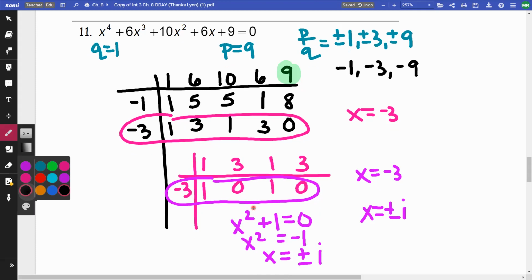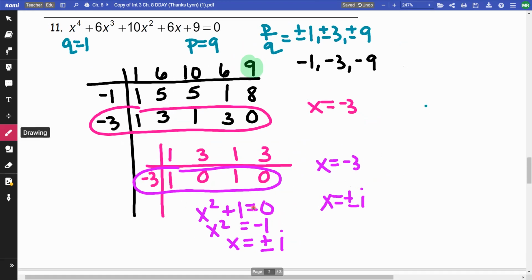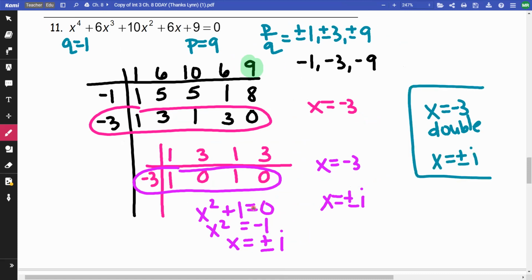So if I kind of summarize my answer, I had x equal -3, which is a double. So those are 2 answers. And I have x equal plus or minus i, which are my complex conjugates. So those are my 4 answers.